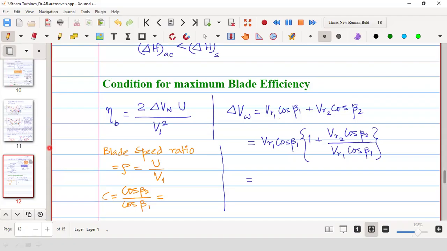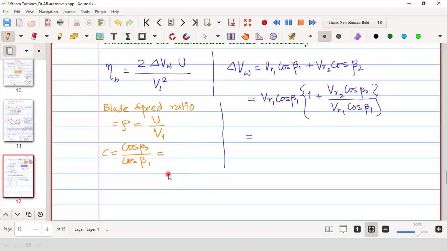Another quantity that we will define: see that for a symmetrical blade, C will be 1. Another quantity is the friction coefficient K, equal to VR2 divided by VR1.